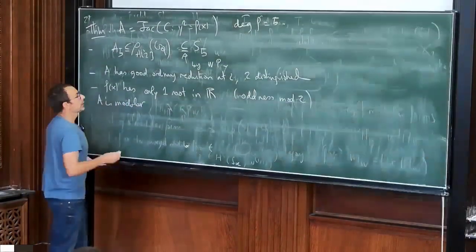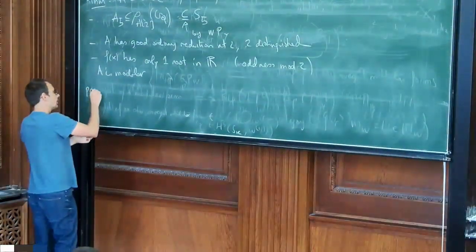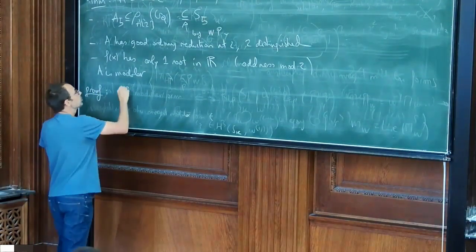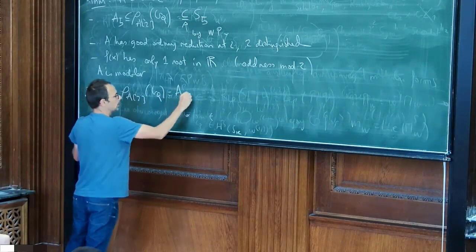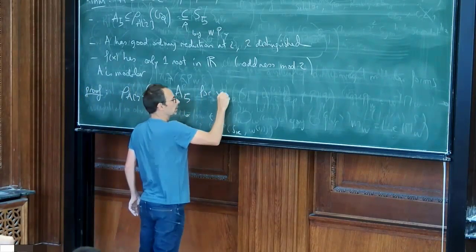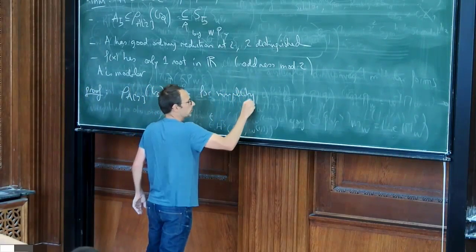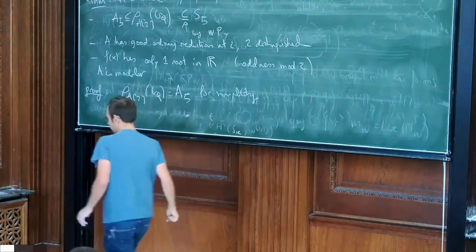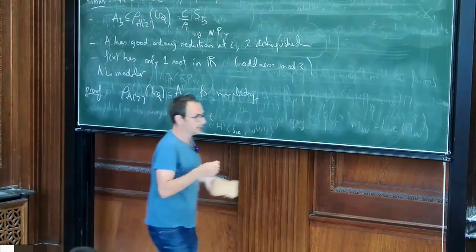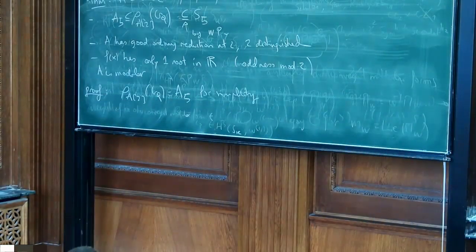All right, so how does the proof go? For the proof, I'm going to assume that rho A2 of G_Q is S5 for simplicity. Otherwise you need more arguments. And the idea is to use the Artin conjecture for GL2.